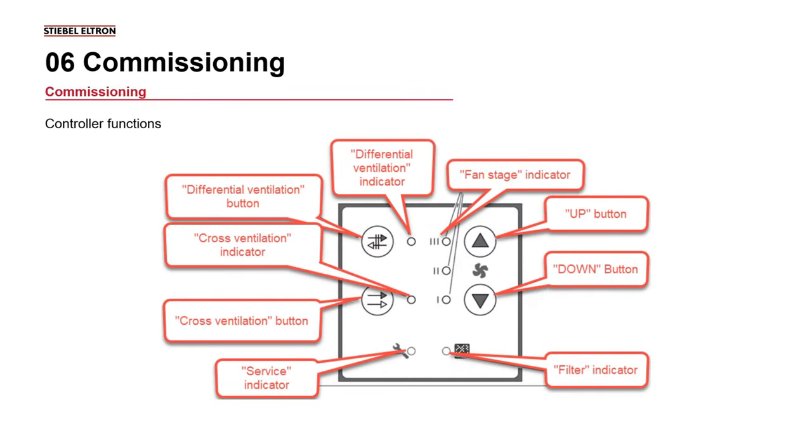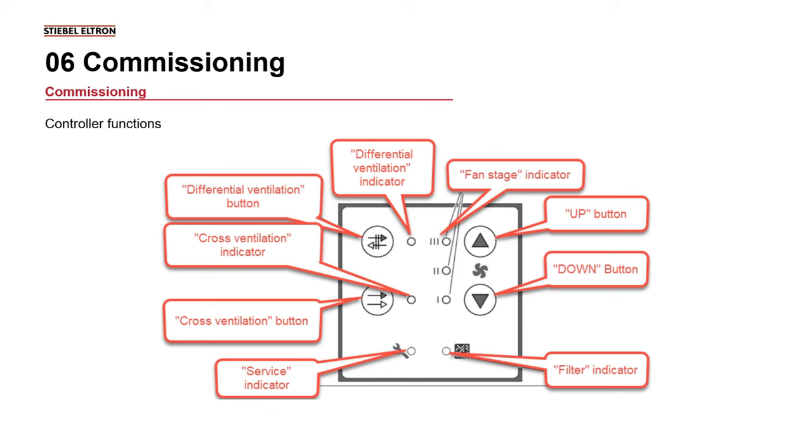Our final section in the VLR 70L Trend EU webinar is commissioning. On the screen, we can see our VLR controls interface. The controller is split into operating modes and fan speeds. On the left-hand side, we have 2 buttons. The top left-hand button is for differential ventilation. This is our push-pull operating mode. And below that button, we have our cross-ventilation mode.